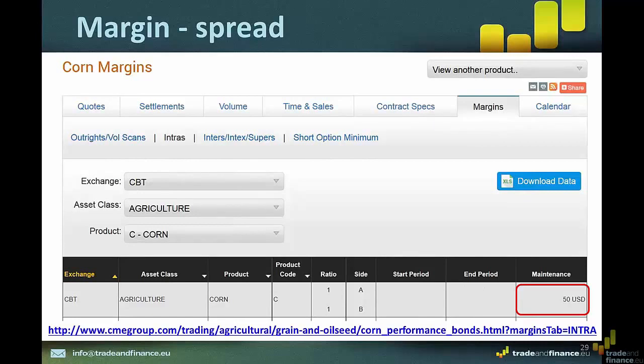Again, the margin is lower, especially in case that we are trading the most common categories of futures, like for instance grains, and especially when we trade calendar spreads. It means like this example of corn, where we have the same commodity with different expiration months. So then the margin can be as low as this, which is really remarkable.